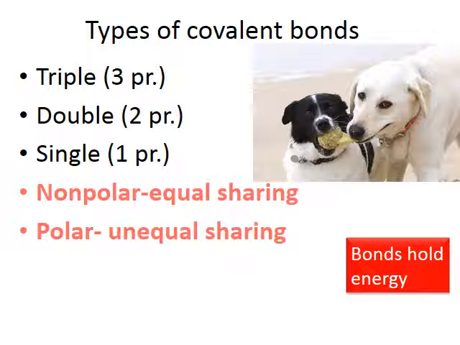Now, as I said, when it comes to types of covalent bonds, we've got a bunch of different types. Depending upon the number of electrons shared, you can have a triple covalent bond, a double, and a single. A triple covalent bond is sharing 3 pairs, a double 2 pairs, a single is 1 pair of electrons. Now when it comes to these covalent bonds, just because they're sharing electrons doesn't mean they have to share equally. Sometimes they are sharing equally, sometimes they're not. It depends upon their electronegativities.